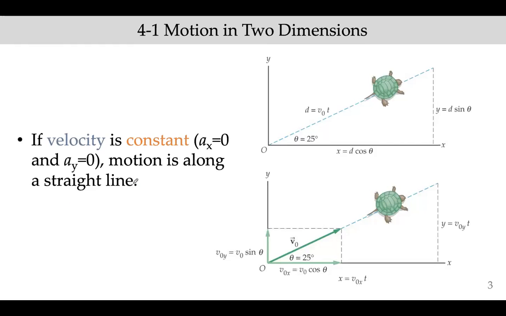So the first case is the velocity is constant. That means the acceleration in the x direction and the acceleration in the y direction is basically 0. So that means constant velocity. By the way, acceleration 0 doesn't mean the velocity is 0. So velocity can be some number, constant, in the case of 0 acceleration. So if the velocity is constant, that basically means the motion is along a straight line.